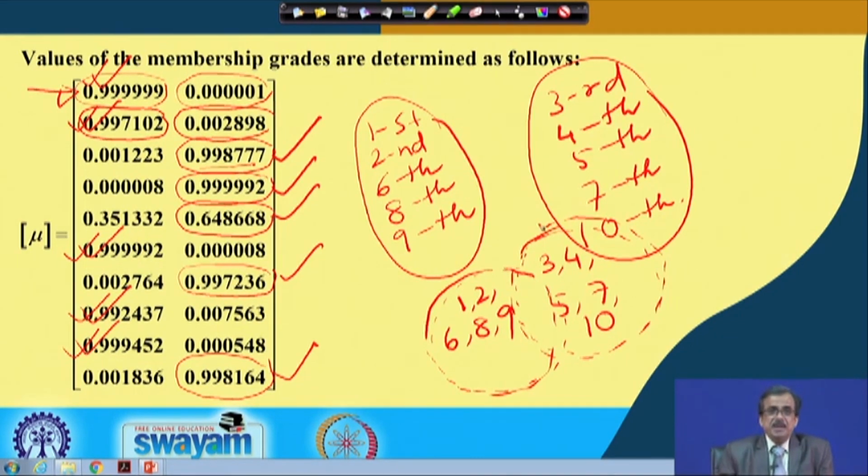This is the way, using the concept of fuzzy C-means clustering, we will be able to do the clustering and get two fuzzy clusters, particularly for this very simple problem having only 10 numerical data points. We have seen that this FCM algorithm is able to do this clustering very efficiently. Thank you.